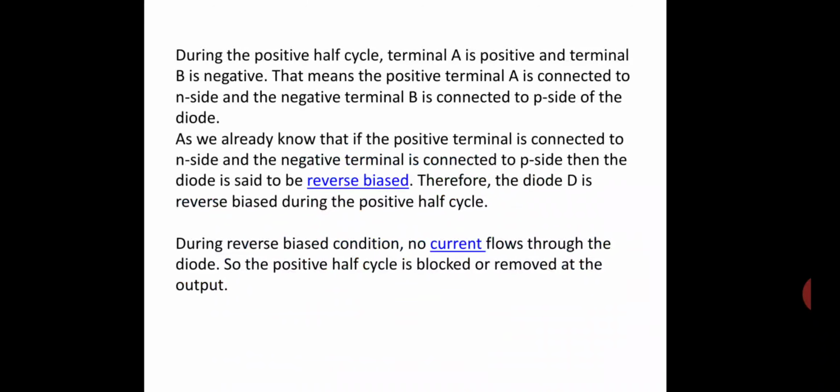So the details are here. During the positive half cycle, terminal A is positive and terminal B is negative. That means the positive terminal A is connected to the N side and the negative terminal B is connected to the P side of the diode. As we already know, if the positive terminal is connected to the N side and the negative terminal is connected to the P side, then the diode is said to be reverse biased. Therefore, the diode D is reverse biased during the positive half cycle. During reverse bias, no current flows through the diode, so the positive half cycle is blocked or removed at the output.